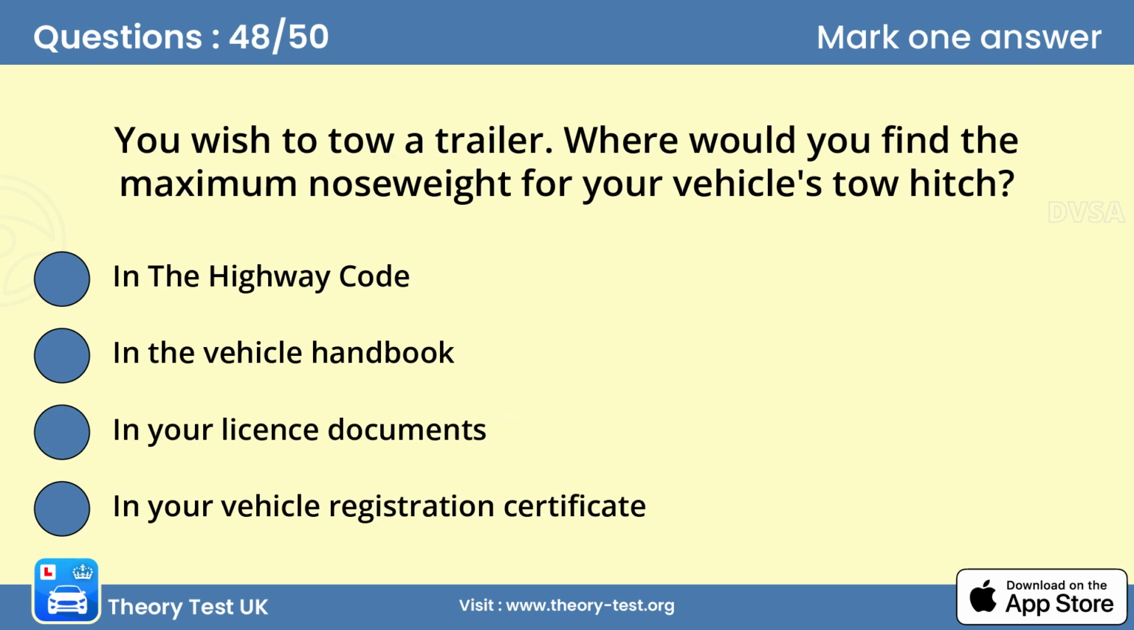Question 48. You wish to tow a trailer. Where would you find the maximum nose weight for your vehicle's tow hitch? B. In the vehicle handbook. You must know how to load your trailer or caravan so that the hitch exerts an appropriate downward force on the tow ball. Information about the maximum permitted nose weight can be found in your vehicle handbook or obtained from your vehicle manufacturer's agent.